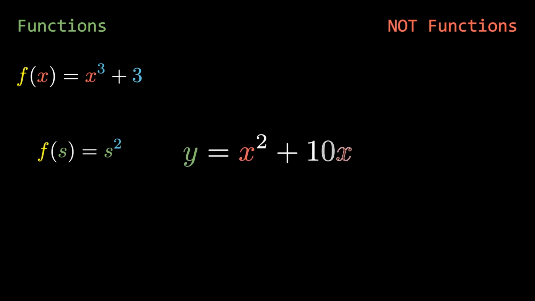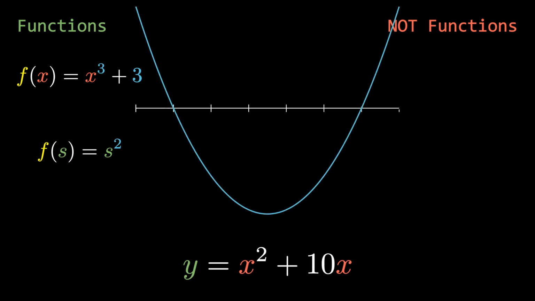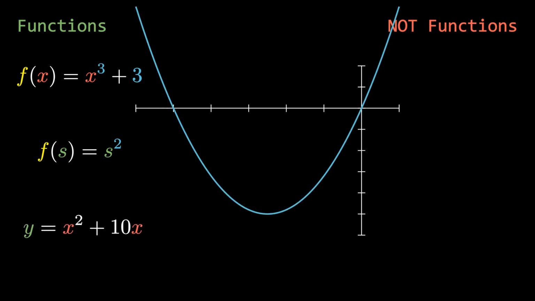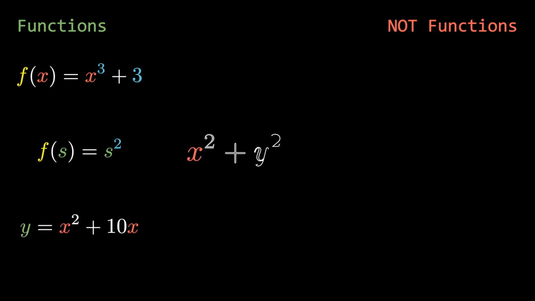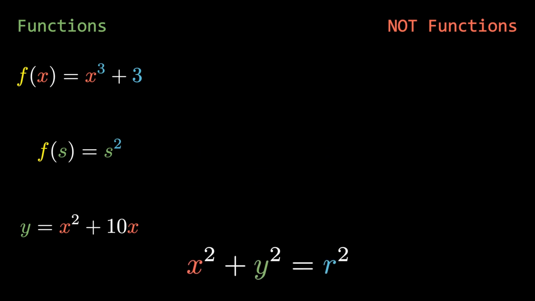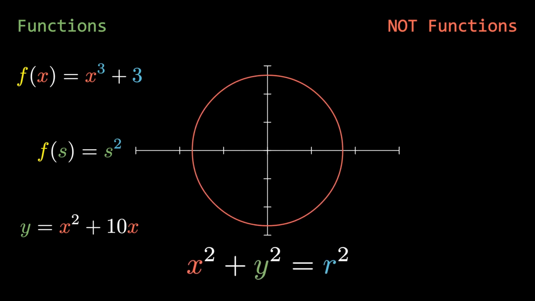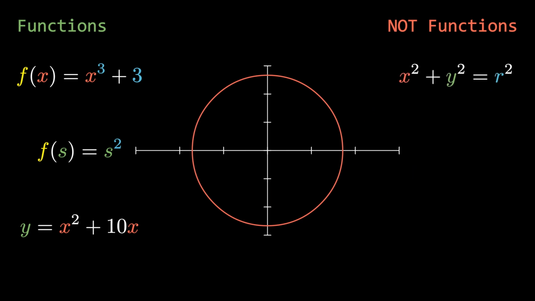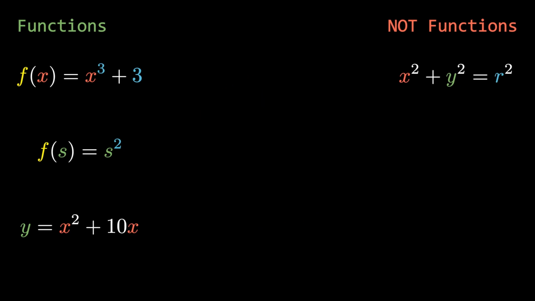The third example is y equals x squared plus 10x. You might notice that there's no f of x notation, but it still represents a function. For every x value, there's only one y value. The last example is x squared plus y squared equals r squared. This is the equation of a circle. And if we graph a circle, then we see that one x value can give two y values. So this is not a function.